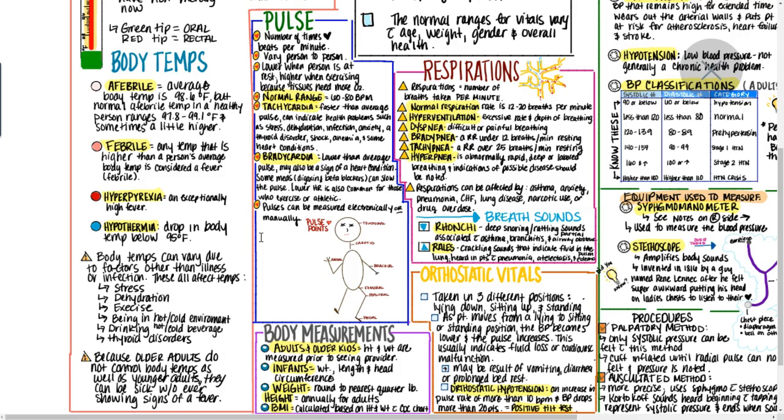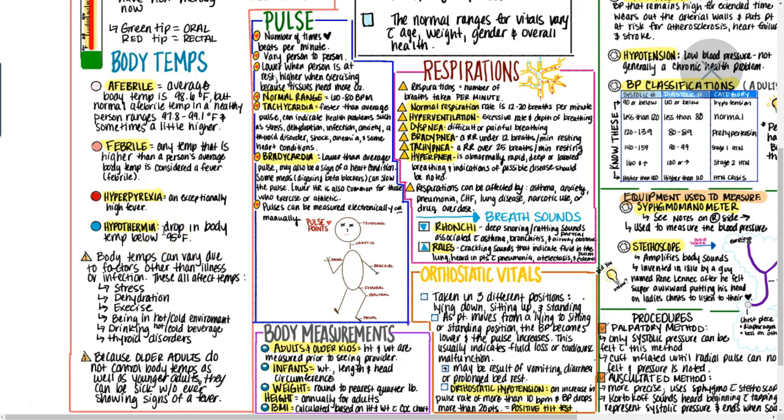If they're a little above 98.6, if they're right at 99, then that's not really anything to be super concerned with. Febrile is any temperature that is higher than a person's average body temp. Hyperpyrexia is an exceptionally high fever, so that's potentially dangerous for the patient, and we want to make sure we get that fever broke pretty quickly.